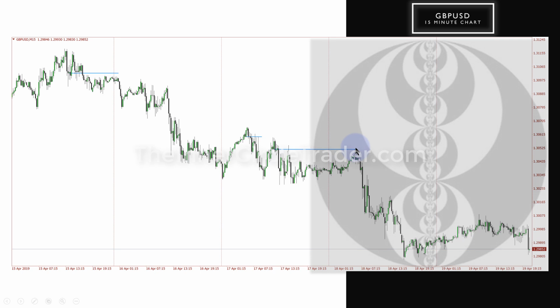Now, I want to talk about this because it's important. We have a bearish order block here. And the market goes down, and then it goes right back up here. Why? Why does it do that? It's a reclaimed order block. They're reclaiming that.